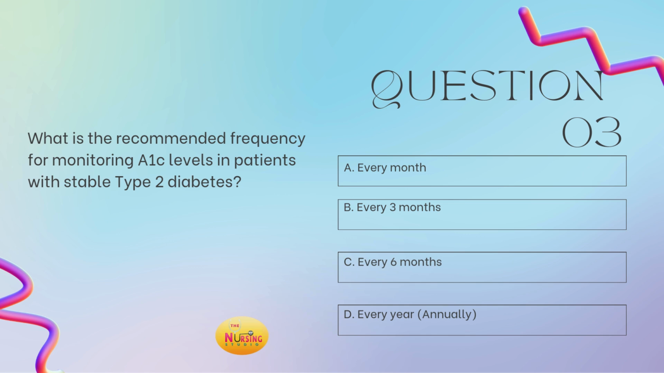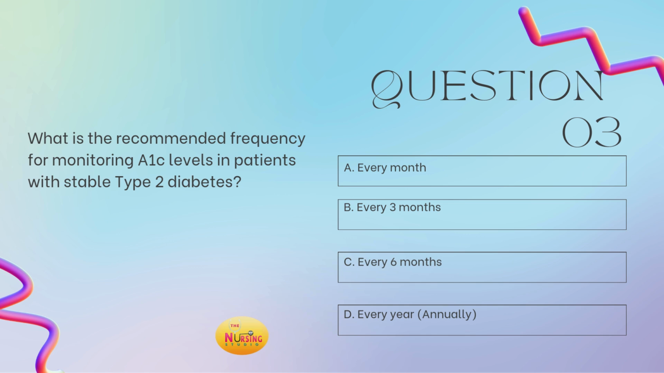And then question number 3, what is the recommended frequency for monitoring the A1C levels in patients with stable type 2 diabetes? Is it A, every month, B, every 3 months, C, every 6 months, or D, every year annually? Take a moment and tell me what you got, y'all.